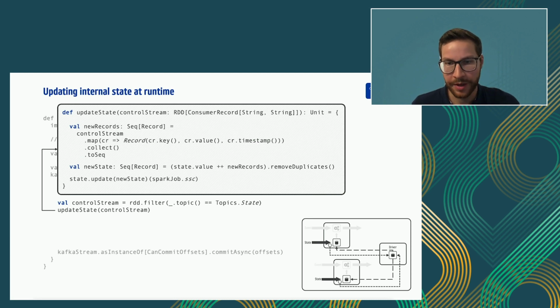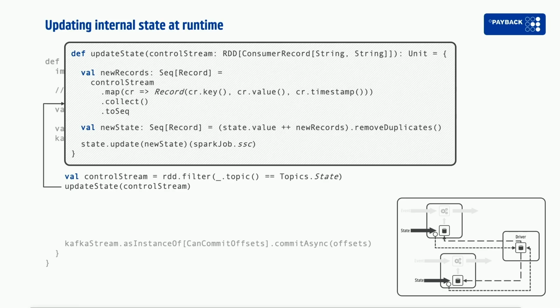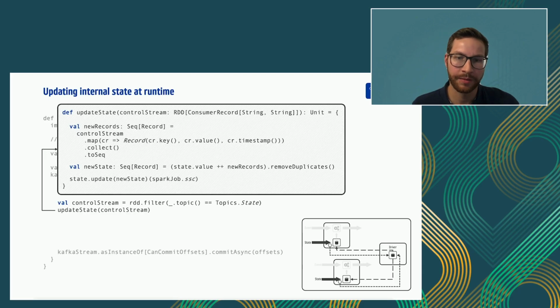So if we continue with our example where we read records A, B, and C previously, and somebody posts a new record, let's say D, to Kafka, let's say executor 2 reads this new record, we then collect it to the driver and add it to our existing sequence. So now on the driver, we have records A, B, C, and D. Then we update our mutable broadcast. And by doing so, we broadcast records A, B, C, and D, both to executor 1 and executor 2.